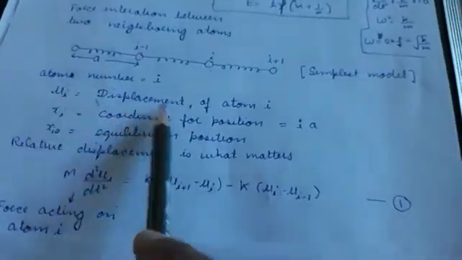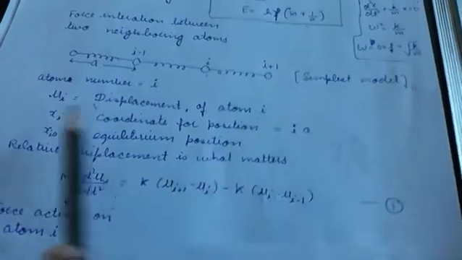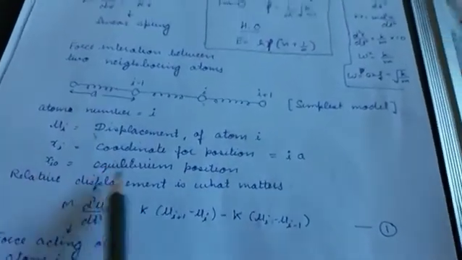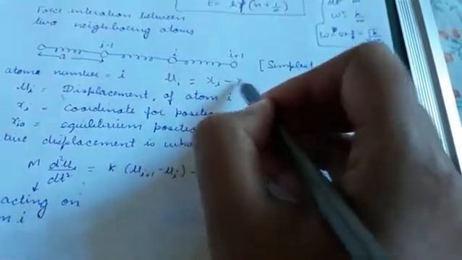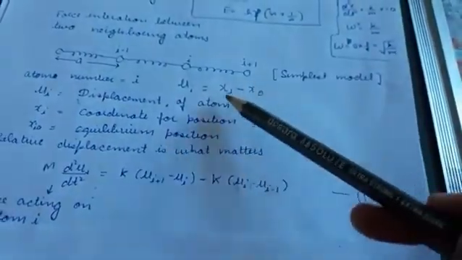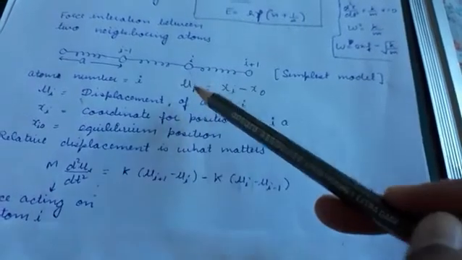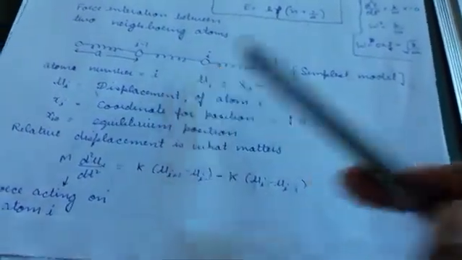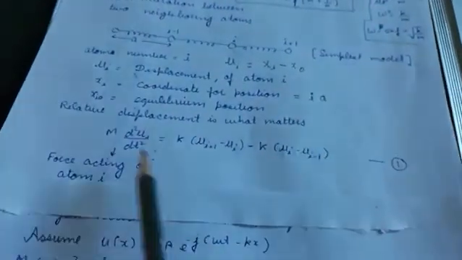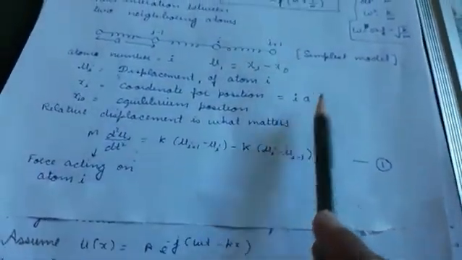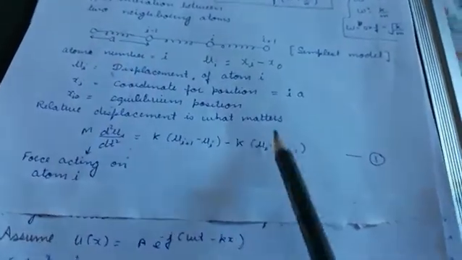So u is the displacement of the atom, and x will be the coordinate of the atom. Here I have missed it, but ui will actually be xi minus x naught. So that is the coordinate at equilibrium and the coordinate when it is displaced. The net displacement is given by ui for the ith atom, and xi will be denoted by ia, where a is the interatomic distance and i is the number of the atom that we are talking about.